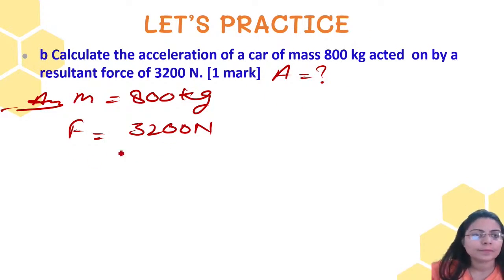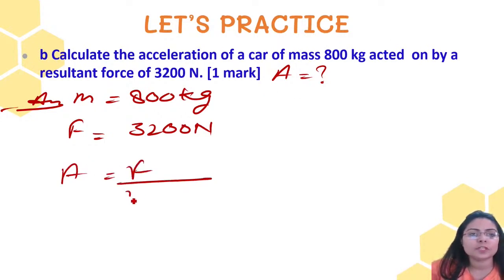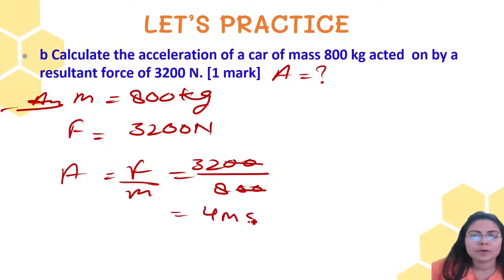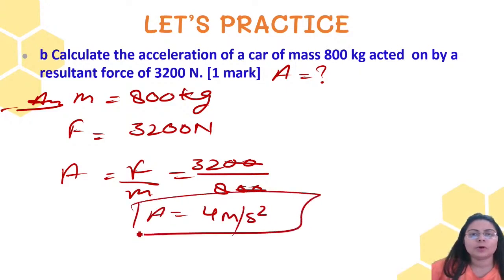Let's calculate it. We know that acceleration is directly proportional to force, inversely proportional to mass. And there you go. Force is 3200 Newton per 800. 8 into 4, that will be 32. 4 meter per sec square, that will be the acceleration acting on the body.